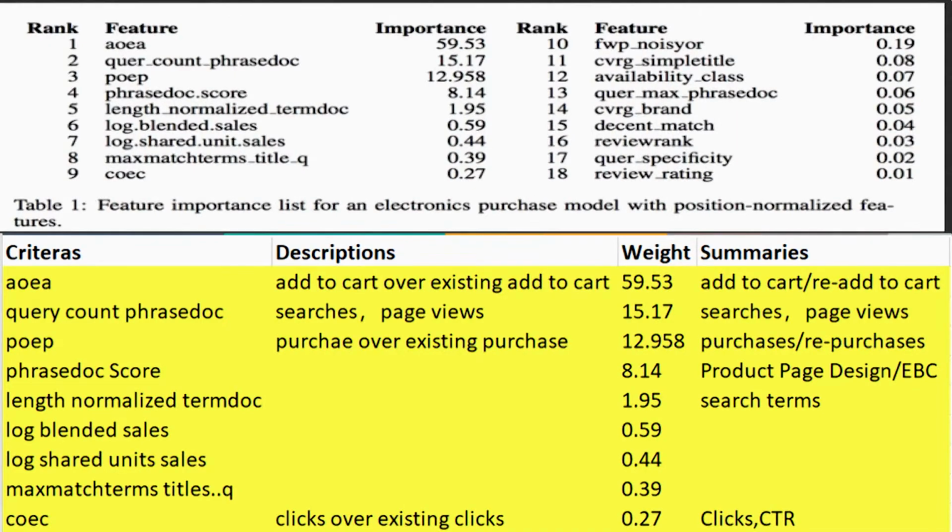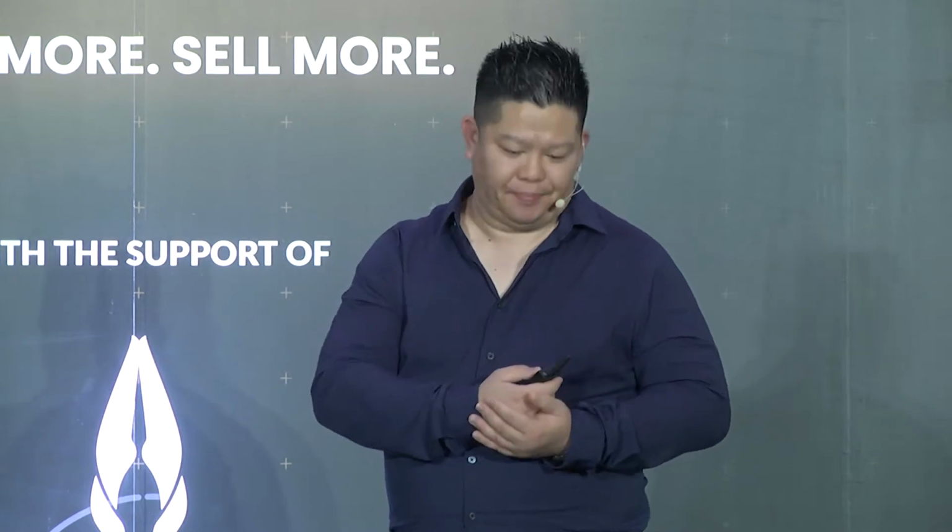It's about 15%-ish. That's about clicks and searches and page views. If you get people to click on your product page and look at it, that's about 15%. Let's go on to the third one. It's purchase over existing purchase, POEP. That's about 12 or 13%. If you want to get on the first page, make sure you get more purchases than the first guy. And then the phrase doc score.